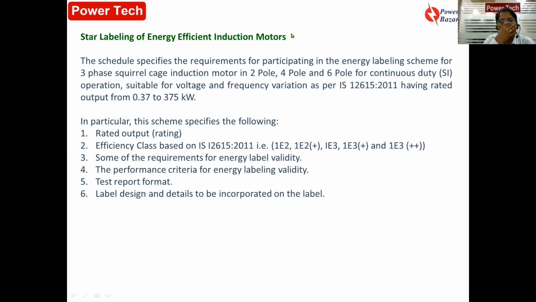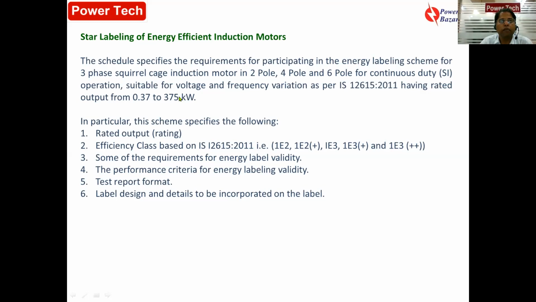Now, star labeling of energy efficient motors. We don't promote IE1 any more. International efficiency is known as IE. So IE1 has been stopped from 2nd October 2018. Based on the rated output and its efficiency, we need to design or label the motor. If the motor has 99% efficiency, it has to get a higher star rating.